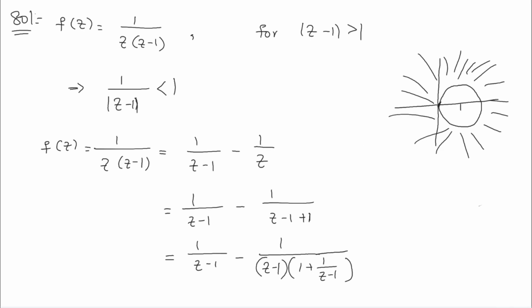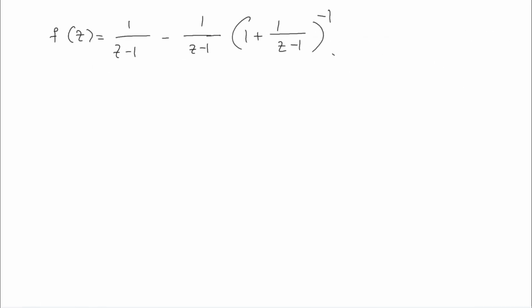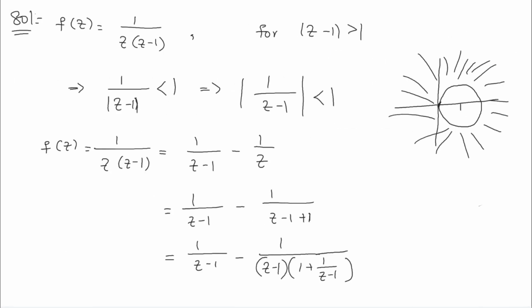From the given condition, the modulus of 1 divided by z minus 1 is nothing but 1 divided by modulus of z minus 1, which is less than 1. So we can write an expansion for this term. That is why the condition that modulus of z minus 1 is greater than 1 is given.